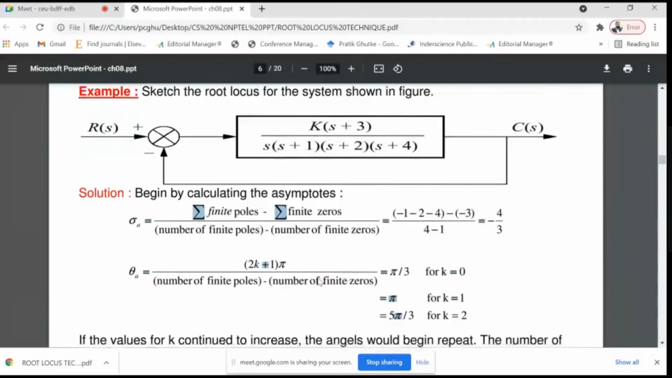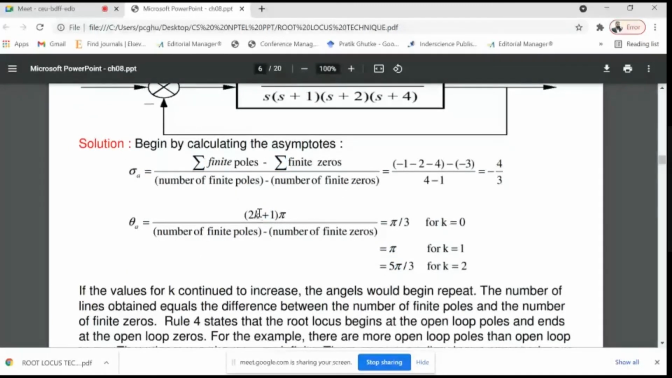So now calculate theta 3. How to calculate theta 3? Keep the value of k as 2. First we took 0, then 1, now we will take k as 2. So 2 into 2, 4. 4 plus 1 is 5, 5 pi by 3. That will be your theta 3. Theta 3 means angle of asymptote 3. Have you understood how to calculate angle of asymptote? First of all, you have to keep that formula in mind: 2k plus 1 into pi divided by p minus z. That is your formula to calculate angle of asymptote. Have you understood how to calculate angle of asymptote?